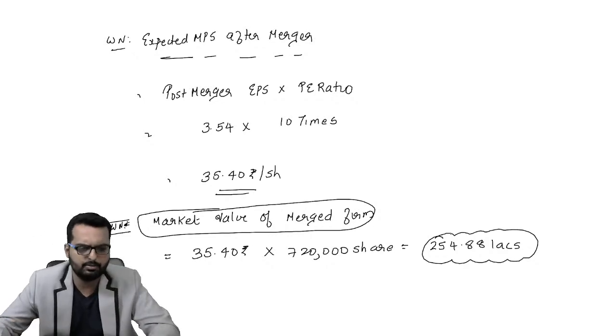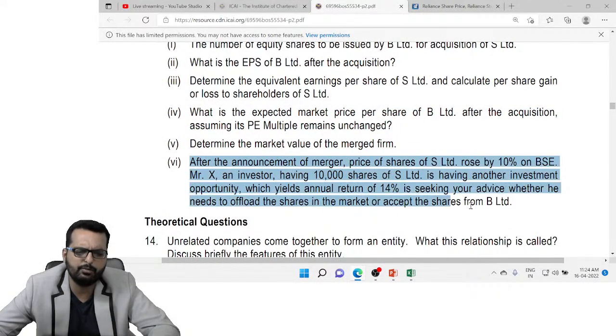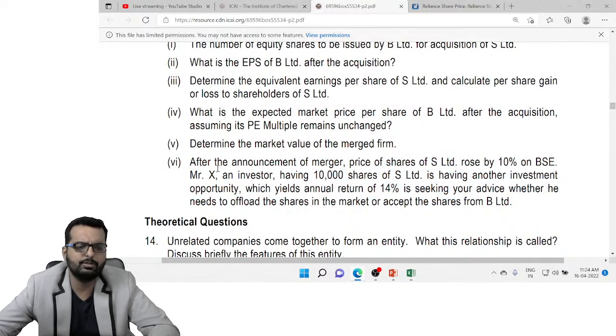I believe you are done with this part also. Can I go to the next one now? I think we got the answer of this one. Last question is slightly different from the questions that we have done in the textbook. So mark this last requirement as very, very important.